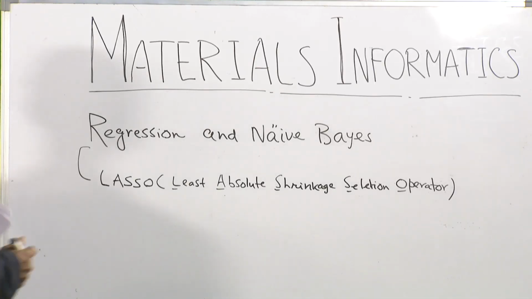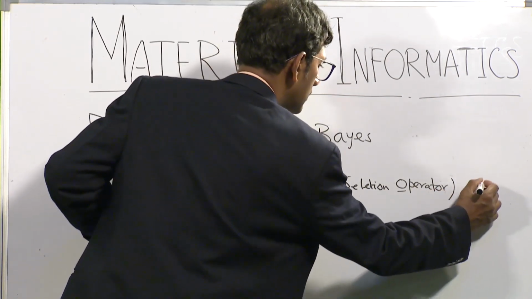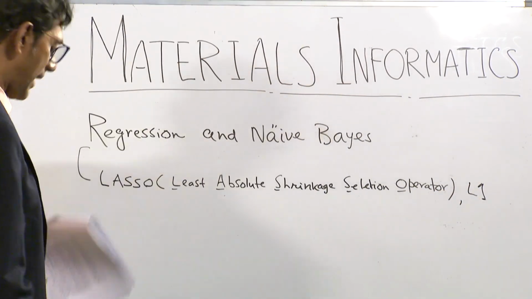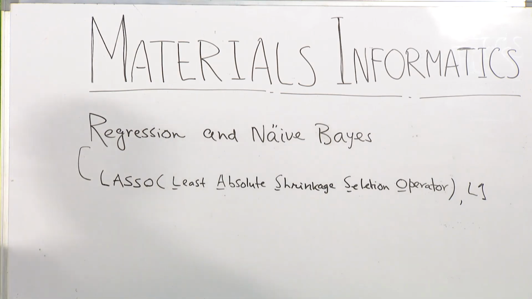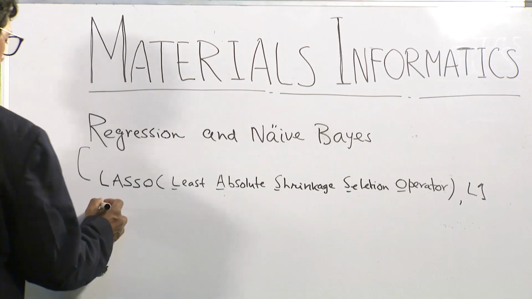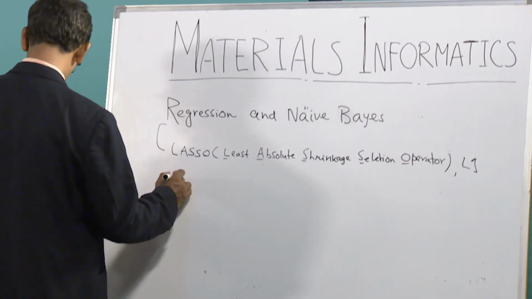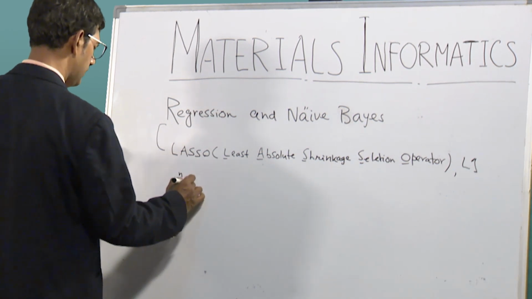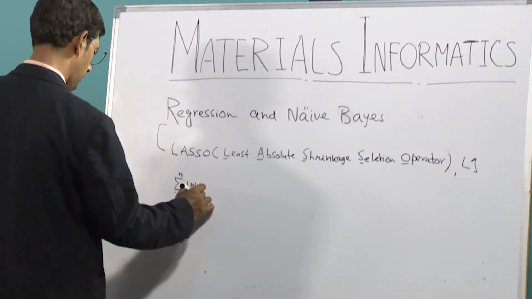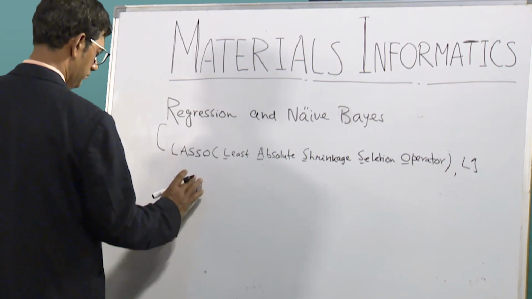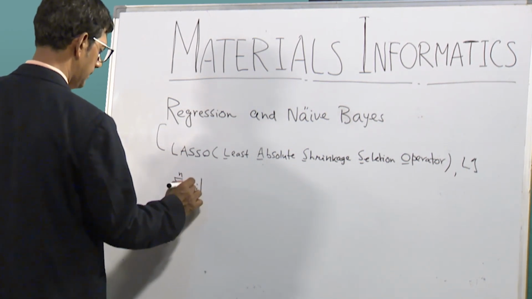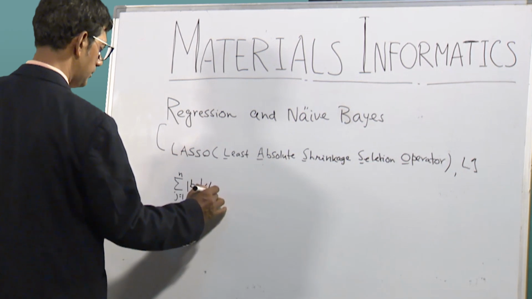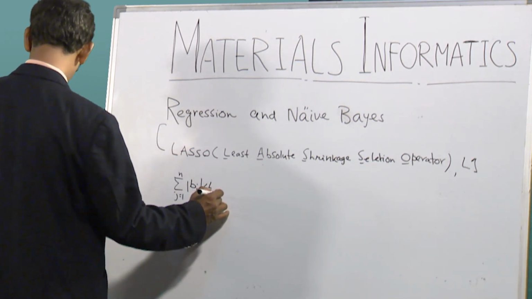This is also known as L1, because that is the penalty term we had. I do not want to discuss it in detail. What do you do? To the objective function of the regression, we add a term like this: the sum over j going from 1 to n of the modulus of bj, less than or equal to t.